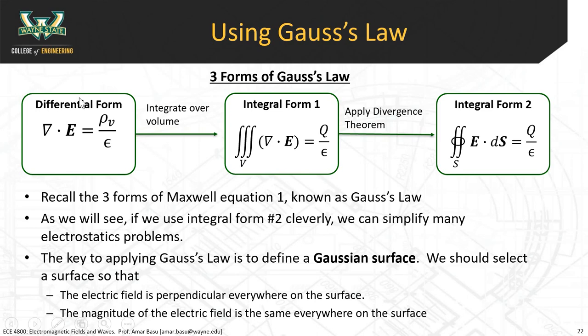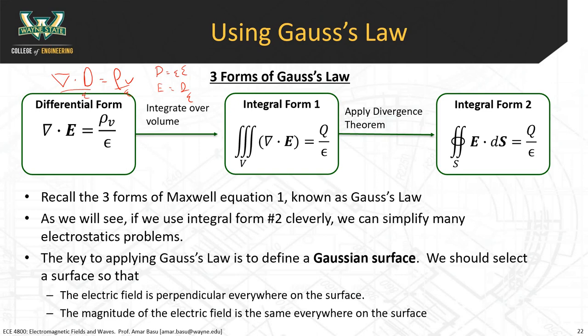Gauss's law is really just the first Maxwell equation. The first Maxwell equation is del dot D equals rho_v. But we also know that D is equal to epsilon E, so E is equal to D over epsilon. If we divide both sides of this equation by epsilon, then we get the electric field on the left side, and rho_v over epsilon on the right side. So this is just a restatement of the first Maxwell equation.